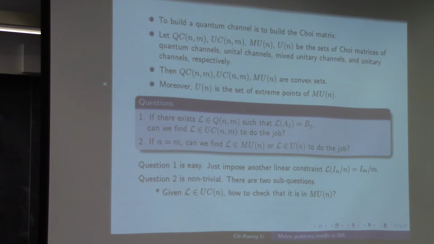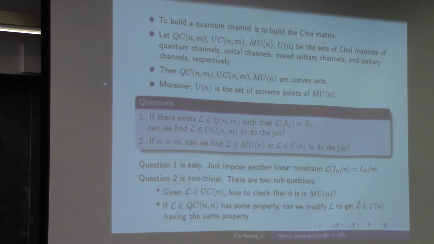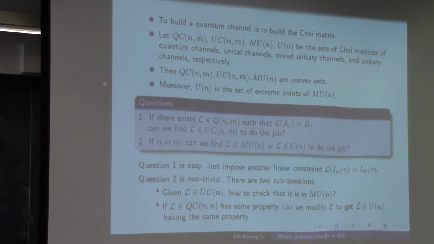Remember, a mixed unitary channel is just U1 X U1 star, U2 X U2 star, U3 X U3 star, with a probability mix of them. That is much more difficult. There are two sorts of questions. I give you a channel, I even write down the Choi matrix. It is not so easy to check whether you can write it as a mixed unitary channel.